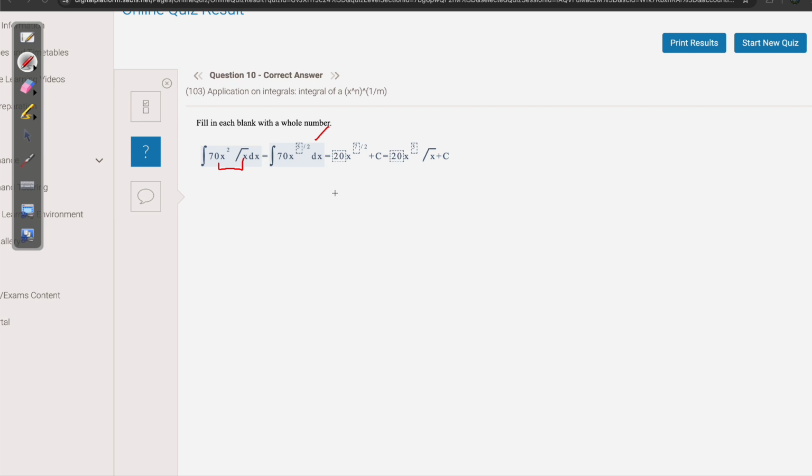And then they just integrated, so it becomes 70x to the power of 7 over 2 divided by 7 over 2, which is just multiplying by the reciprocal, which is 2 over 7. So multiplying by 2 over 7, which is equal to 20x to the 7 over 2.